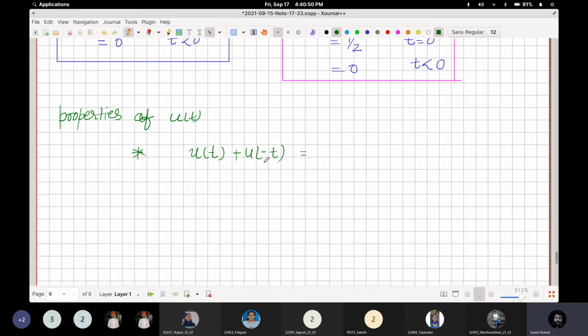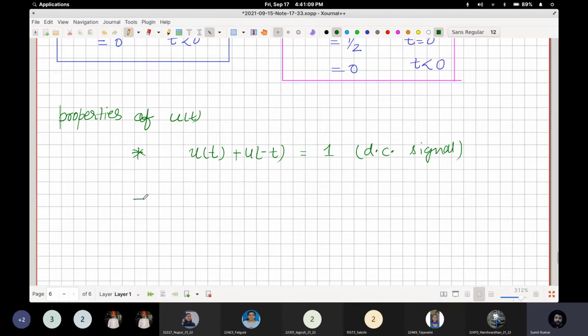DC signal. So it's going to be a DC signal only, right? So it will be equal to 1. So you can call this a DC signal. Is this clear?